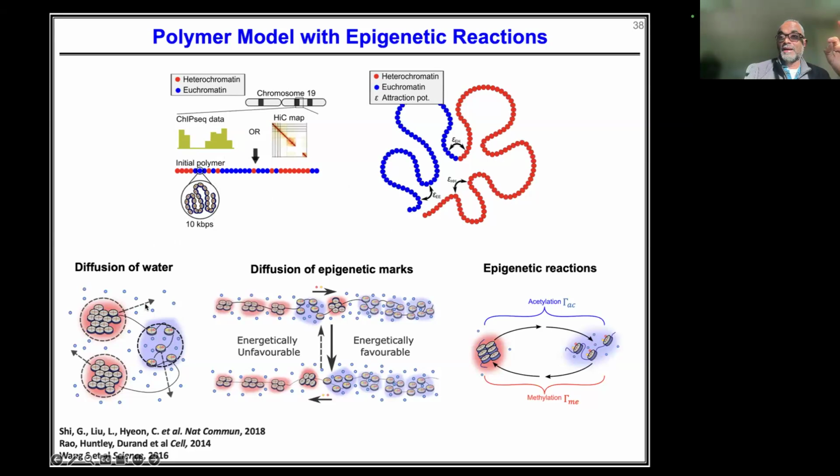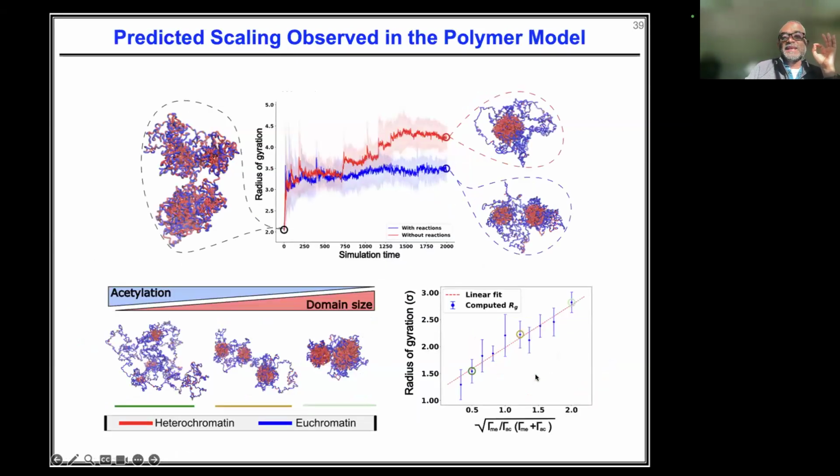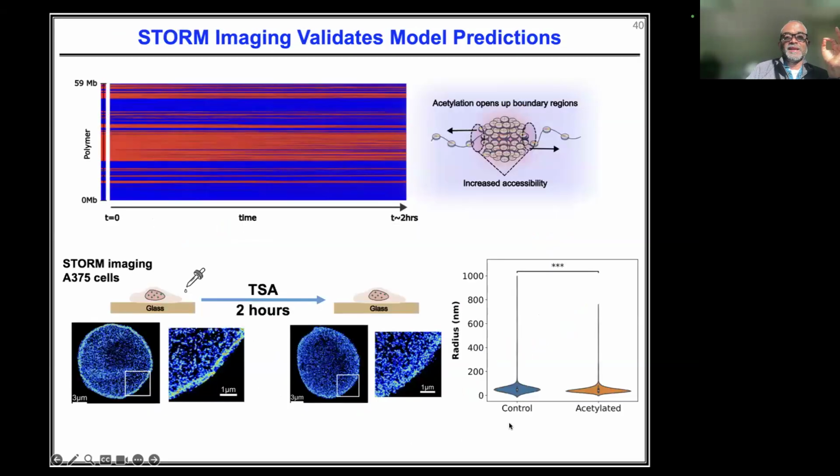Then, just as in our phase field model, we include diffusion of water, diffusion of epigenetic marks, and reactions, which no polymer model to our knowledge does. So we include that. And now we can see that absolutely, as the theory predicts, when you change acetylation or when you go from stiff to soft, you're going to change this domain size, nicely agreeing with our predicted theory.